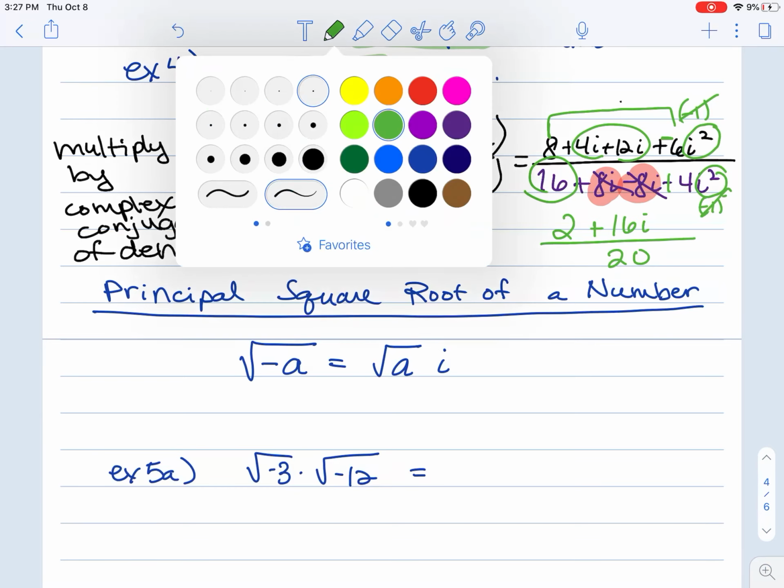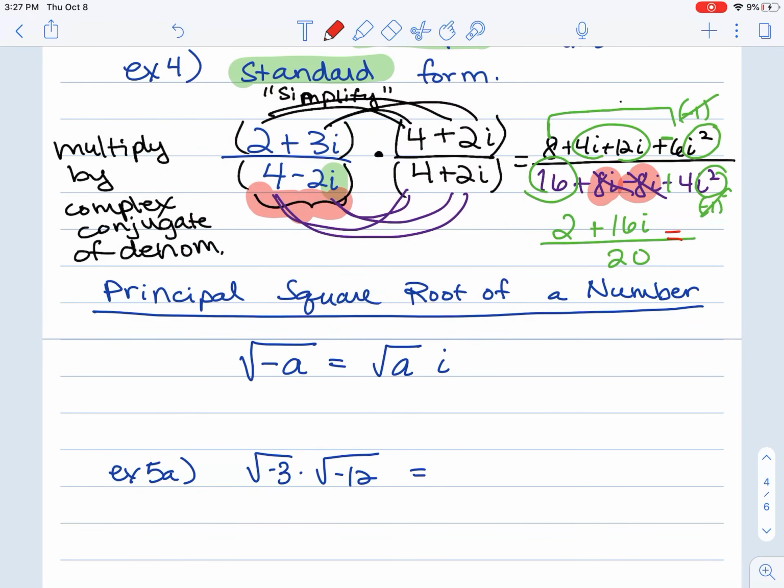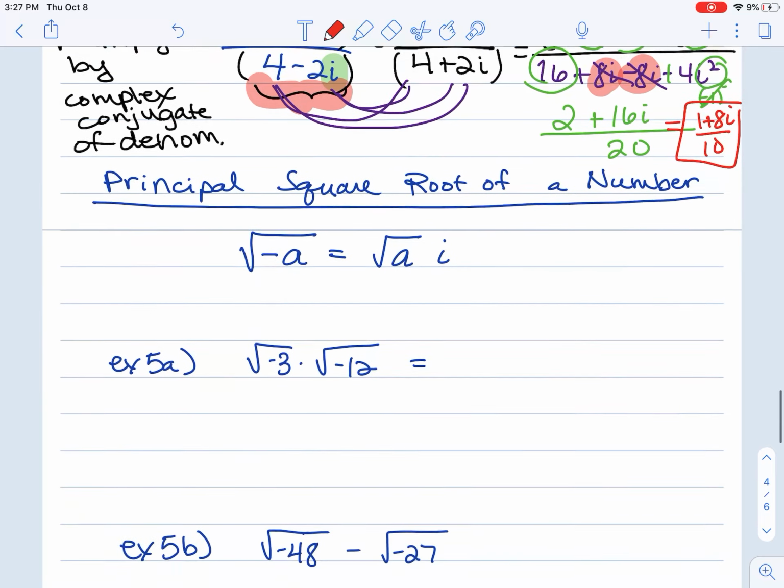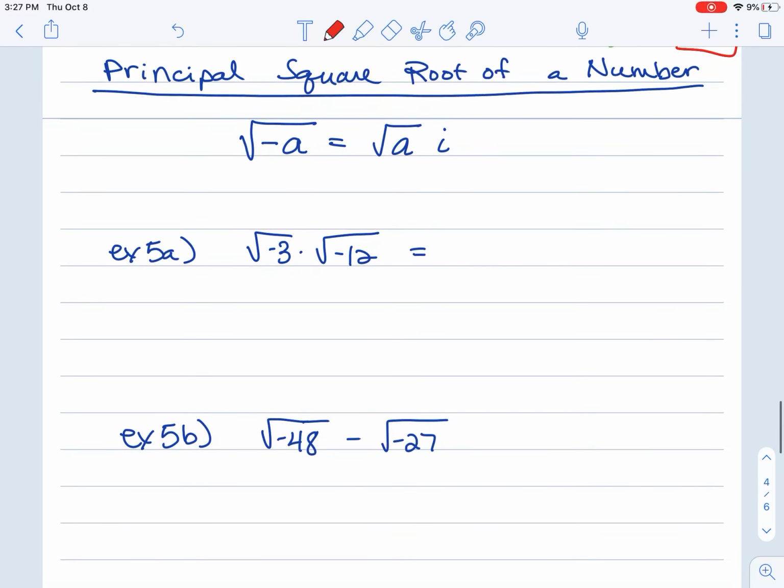And we can simplify that one more time by dividing everything by 2. And we get 1 plus 8i all over 10. And that's our answer.